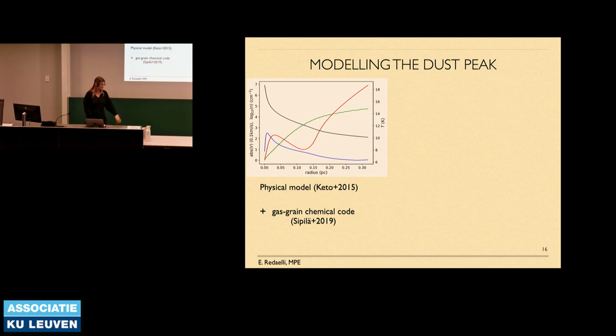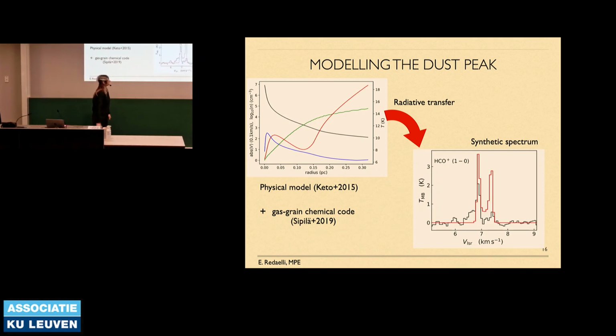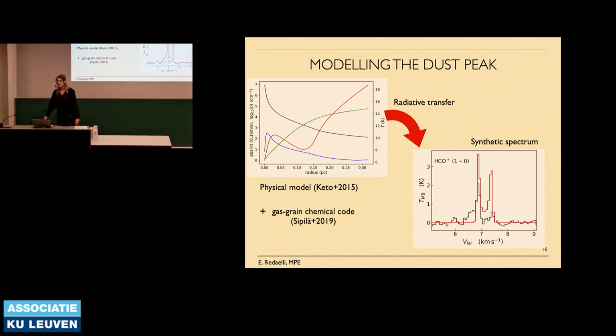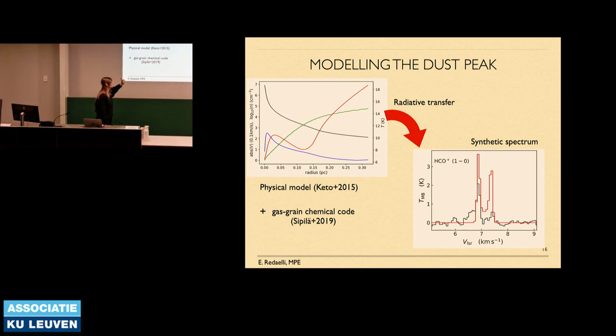Then you can put this into very time-expensive code that performs non-LTE radiative transfer. It basically propagates photons back and forth until the population of the energy levels of this molecule reaches equilibrium. Then you obtain a model spectrum, this red one, which is overimposed on the observed one. This seems a fairly decent fit, but it's not. It's not for two main reasons.